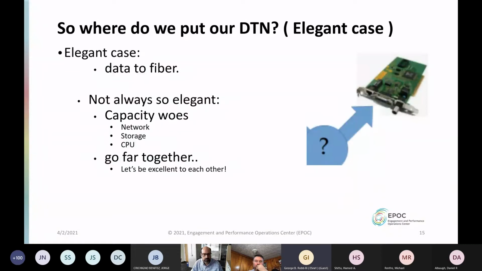The elegant cases can also have capacity woes, right? You could be bumping your head against the network. You could have bad network cables. Transceivers go bad all the time. You can have storage failures, too small CPUs, capacity woes, right?